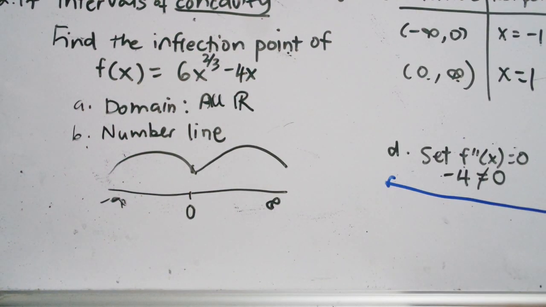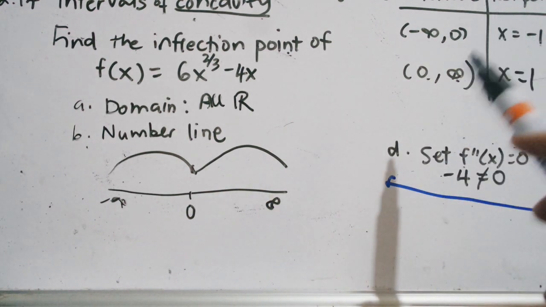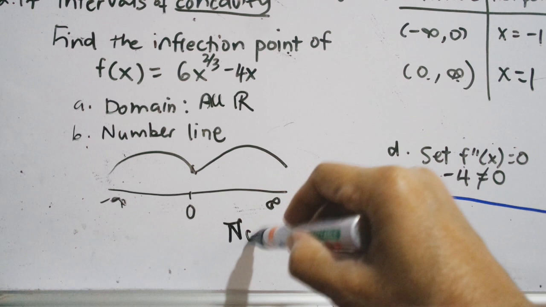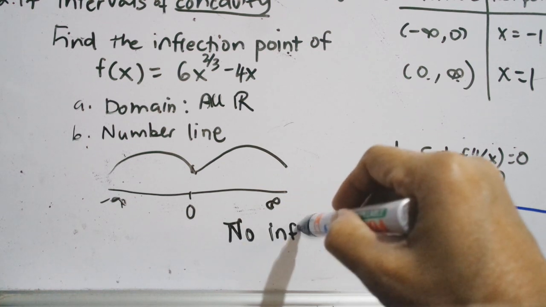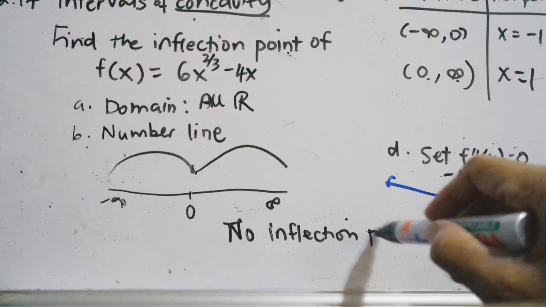So let's answer the question. Find the inflection point of f(x) equals 6x^(2/3) minus 4x. To get an inflection point, there must be a change of concavity from down to up or up to down. What we have here is down and down. So what does this tell us? That there is no inflection point for that function.